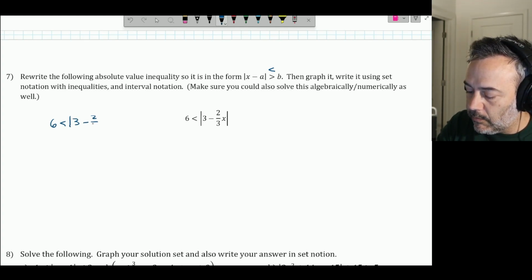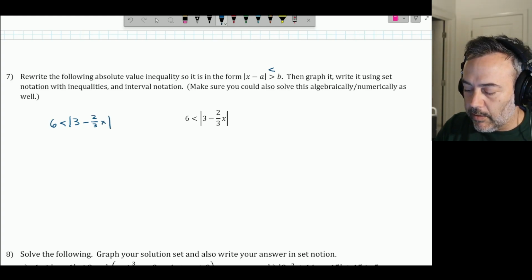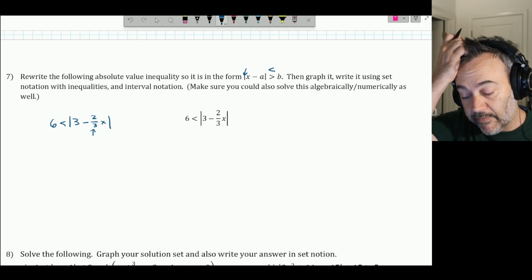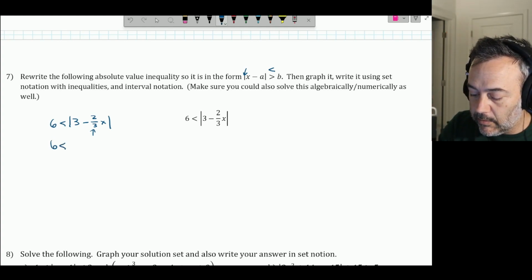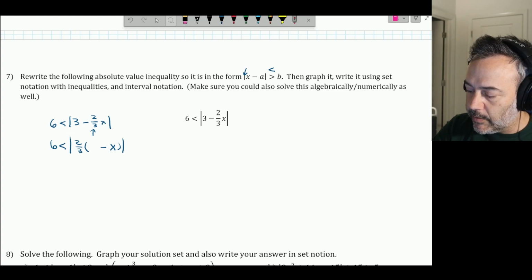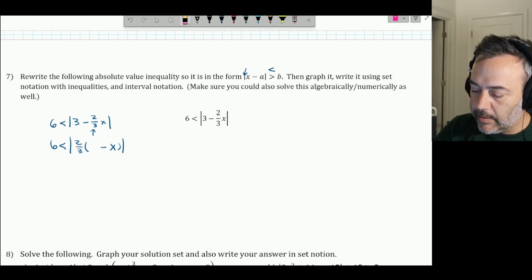3 minus 2/3 x. Okay, notice there's no coefficient in front of x, but there is here. It's 2/3. So we need to factor out a 2/3 inside of the absolute value. If I factor out a 2/3, this would be an x and a minus. And by the way, I just realized that this is positive x here. So let me amend this slightly. Instead of factoring out positive 2/3, let's factor out negative 2/3.